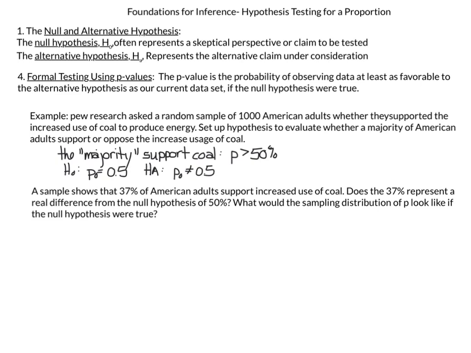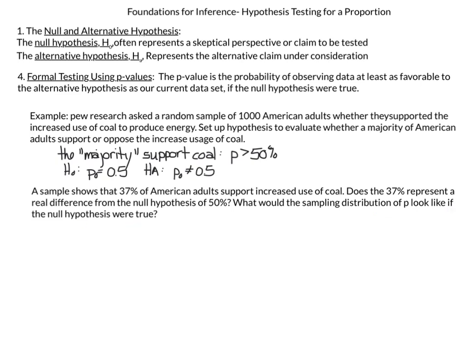The next question says, a sample shows that 37% of American adults support increased use of coal. So does 37% represent a real difference from the null hypothesis of 50%? Is it close enough to say maybe that's just kind of sampling error? Or is this a significant difference to maybe say that the null hypothesis is not correct? And what would the sampling distribution of P look like if the null hypothesis were true?